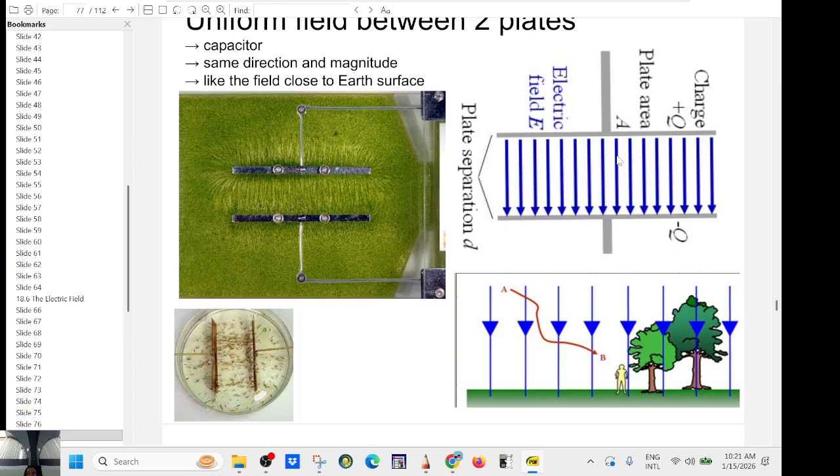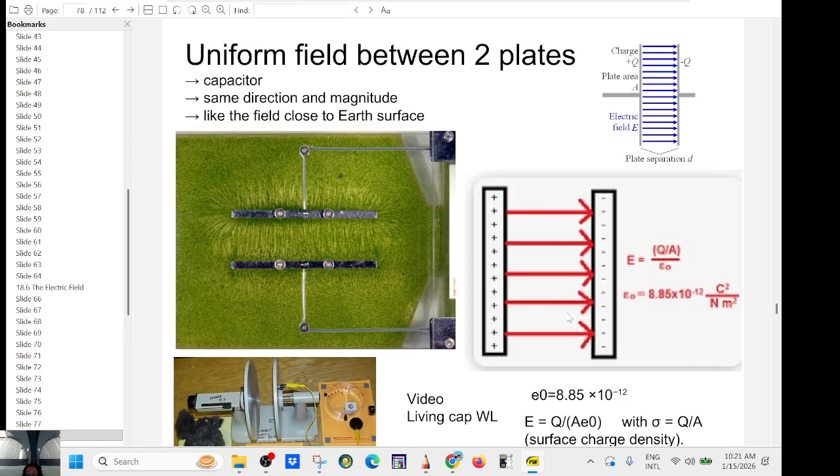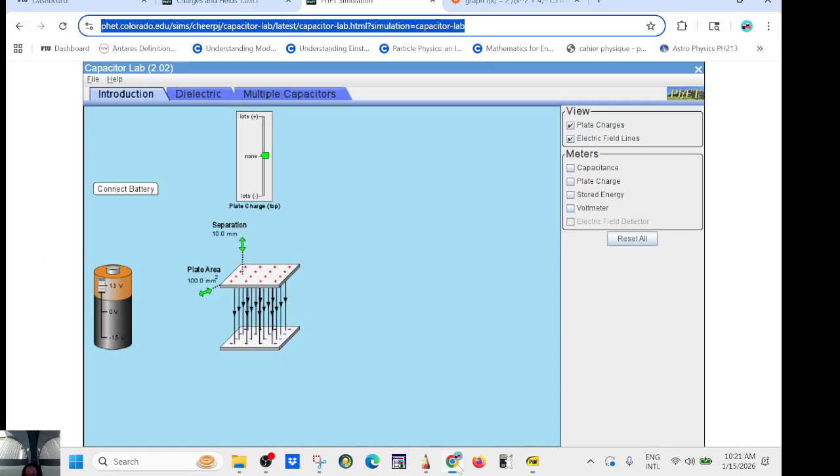Is that clear? And again, if you look at the simulation here, each plus goes to minus because it's like it's trying to bring them together. That's what happens. If you put too much charge, you have a discharge, and there is a breakdown of the electric field because it wins, bringing the charges together.